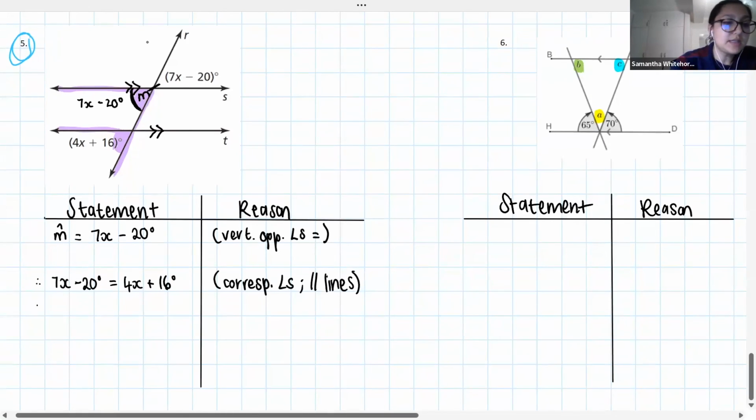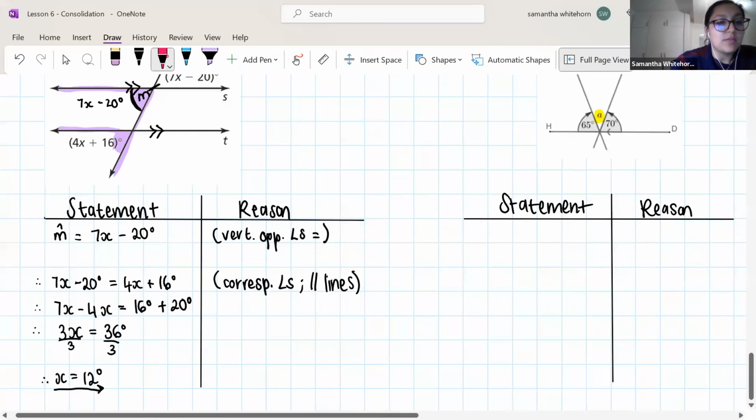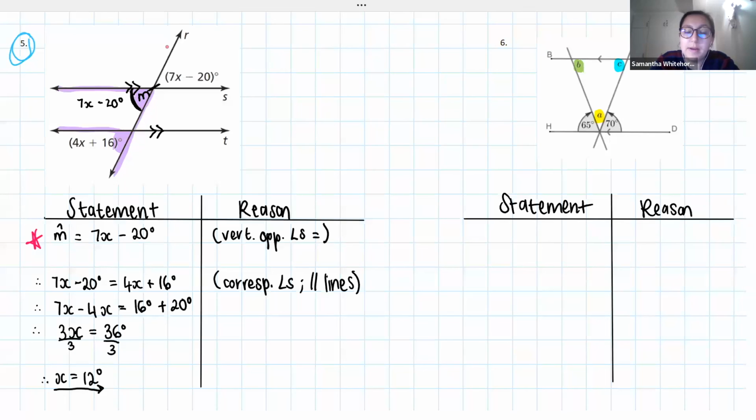I can now solve for x. So I'm going to bring the 4x over. 7x minus 4x is equal to, I'm going to bring the 20 over, so 16 plus 20. Remember those inverse operations. 7x minus 4x is 3x. 16 plus 20 is 36. I'm going to divide both sides by 3 to solve for x. And so x is equal to 12 degrees. So guys, again, really, really important that we make the statement about the vertically opposite angles, because otherwise you're just making assumptions. All right, really important, that one.